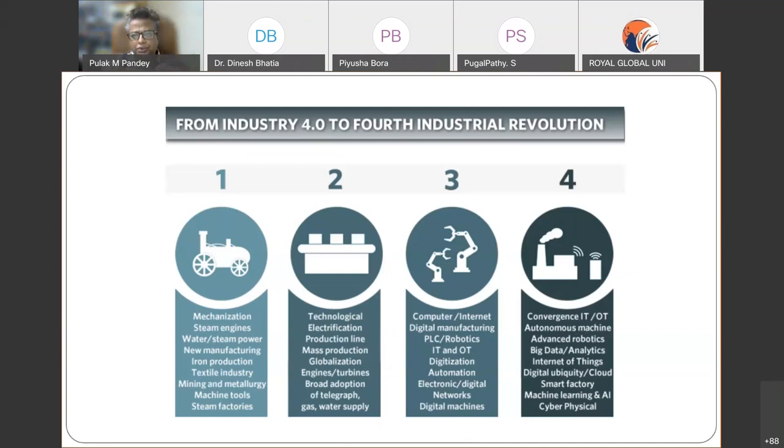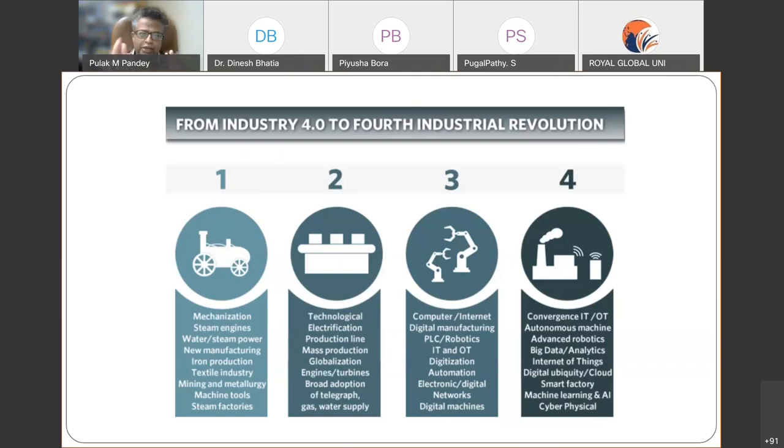Then the third industrial revolution. The second industrial revolution was the time of hard automation. Now the third industrial revolution took place when the microprocessor was developed. It was a time when there was a development in the field of electronics. So with the development of the microprocessor, human mental effort was substituted by technologies like computer, internet, digital banking, programming, logic controllers, robotics, IT, digitization, automation, electronic digital networks and digital machines.